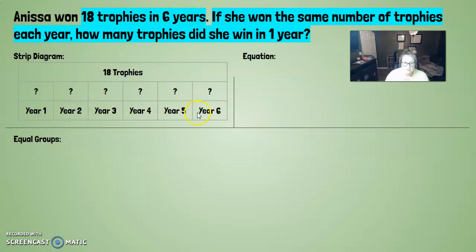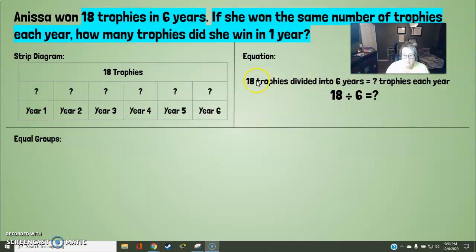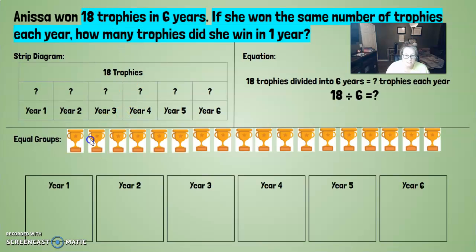After I do my strip diagram, I'm going to do my equation. So for my equation, I know she had 18 trophies divided into 6 years, and that's going to tell me how many trophies she got each year. So 18 divided by 6 equals, I don't know, that's what I'm going to figure out. So we're going to use equal groups. And I know she had 18 trophies, so that's what I'm going to start with.